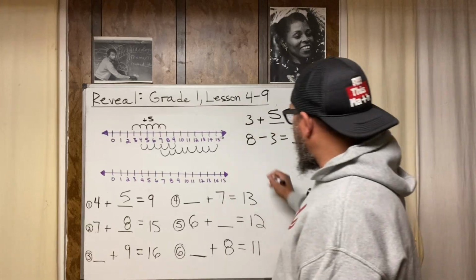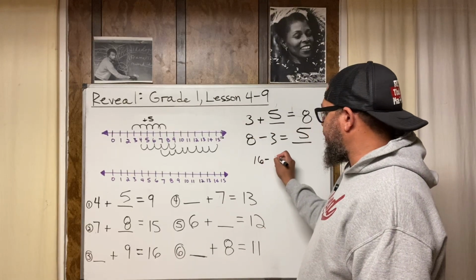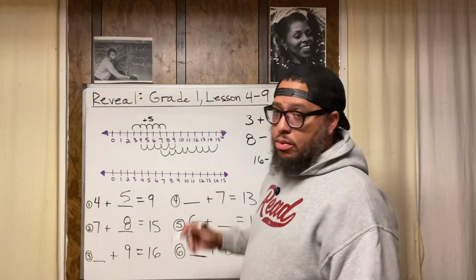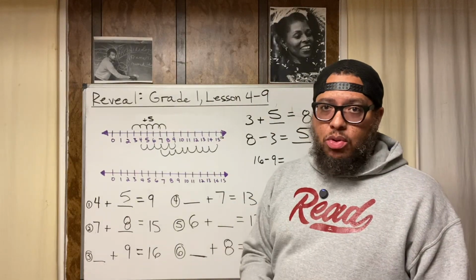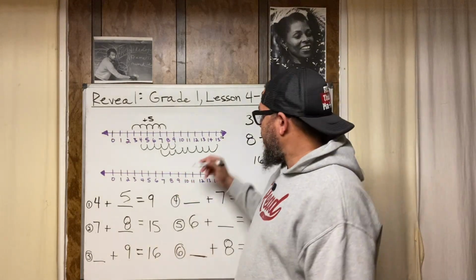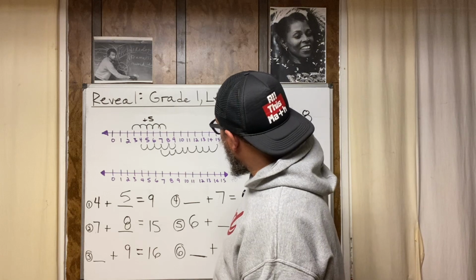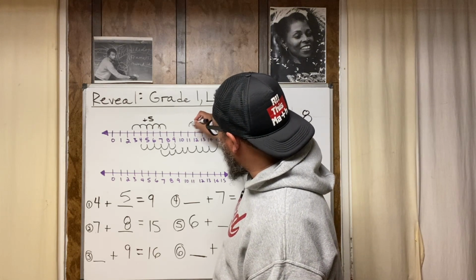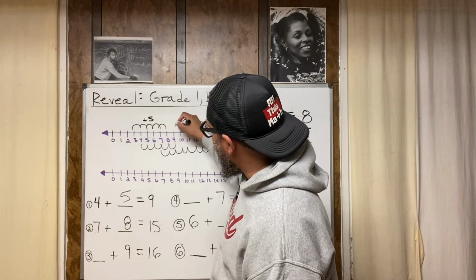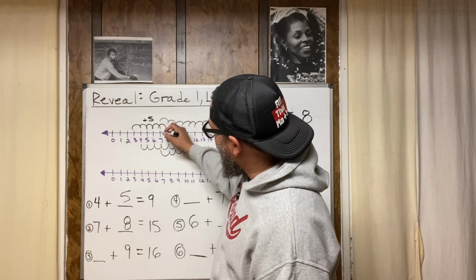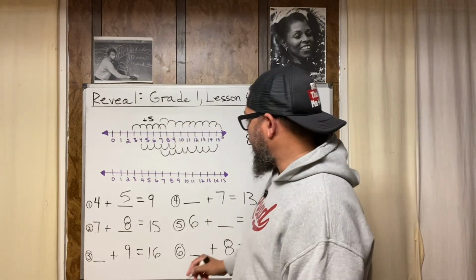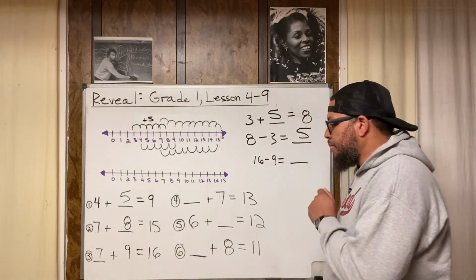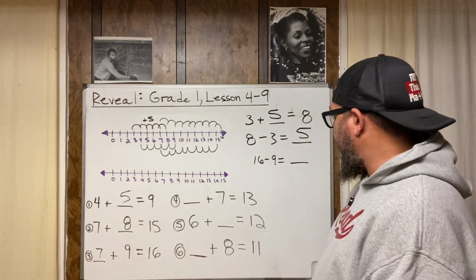We could think of that as, I'm going to write it up here, 16 minus 9. What's 16 minus 9? So again, when we subtract on a number line, we move to the left. So let's go from 16: 1, 2, 3, 4, 5, 6, 7, 8, 9. Where did I end up? At 7. Ended up at 7 because 7 plus 9 is equal to 16. All right.